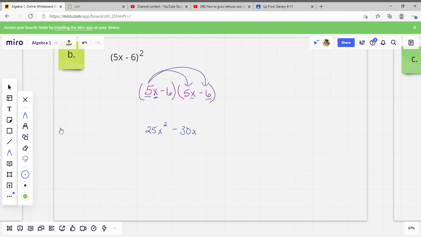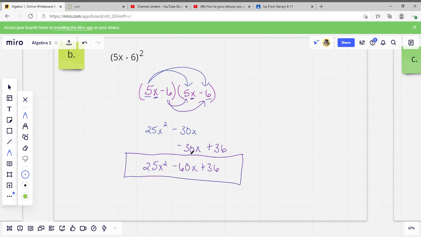All right, now we have to do the second term. 6 times 5 is 30, and that's negative 30. And we have this x right here, x. And now we have 6 times 6. Negative times a negative makes a positive, 36. Now we're just going to put those together. 25x squared. 30 and 30 would be negative 60x plus 36. And that's the answer to B.